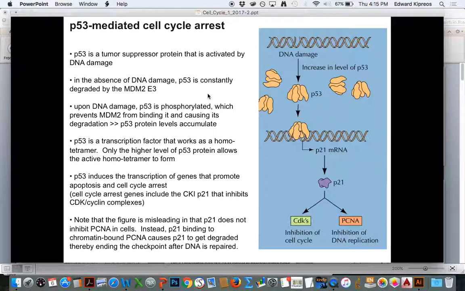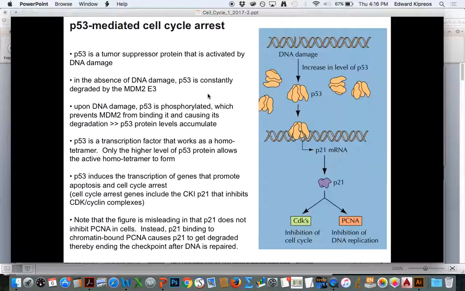Okay, so P53 is a transcription factor, and when it's made, it's degraded by MDM2, which is an E3. Remember, the E3 is the ubiquitin ligase, the ubiquitin proteolytic pathway component that binds a substrate. So MDM2 is going to bind P53 and cause it to get polyubiquitinated. You add ubiquitin to it, and it gets degraded. Then another P53 is being made, and MDM2 causes that one to get degraded. Another P53 is made, and MDM2 causes that one to get degraded.